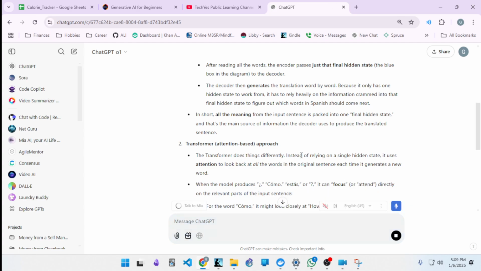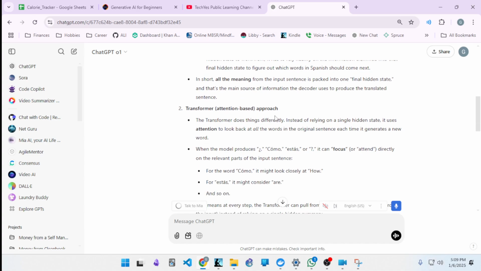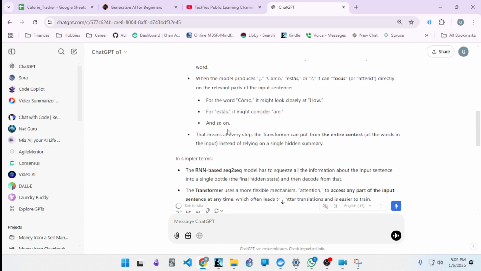Yeah, so transformer attention-based is different. Instead of relying on a single hidden state, it uses attention to look back at all the words in the original sequence each time it generates a new word. When the model produces that, it can focus or attend directly to the relevant parts of the input sequence. Okay, so that means that at every step, the transformer can pull the entire context, all the words in the input, instead of relying on a single hidden summary.